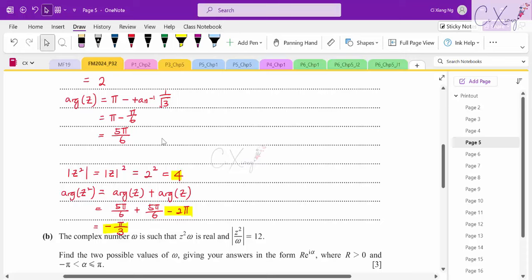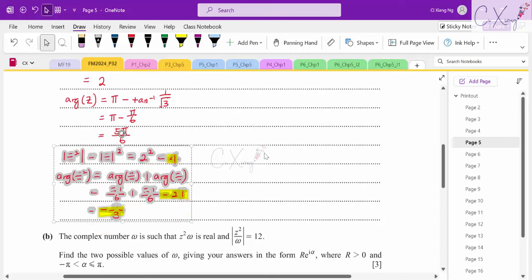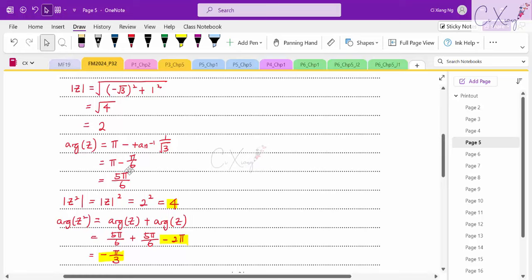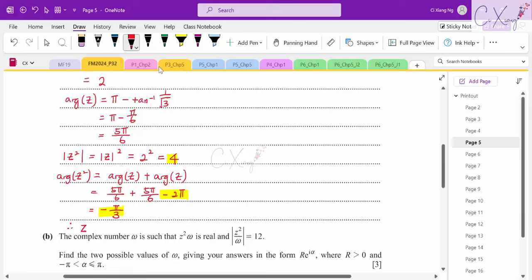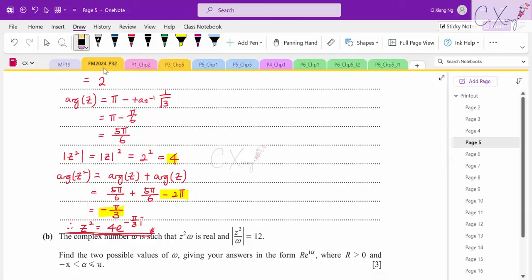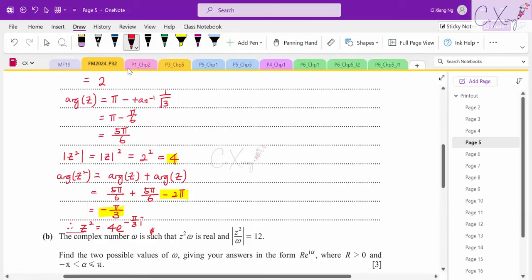So from here, it should be no problem for us to write out the z squared in exponential form. Sorry, I have to move it a little bit up. Okay, so from here, my answer for the z squared in the exponential form will be r, where r is 4, so 4 e power theta i. My theta is negative pi over 3 and then i. This is how I express the z squared in exponential form.